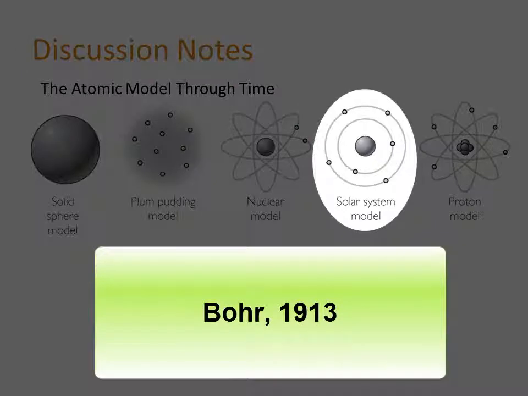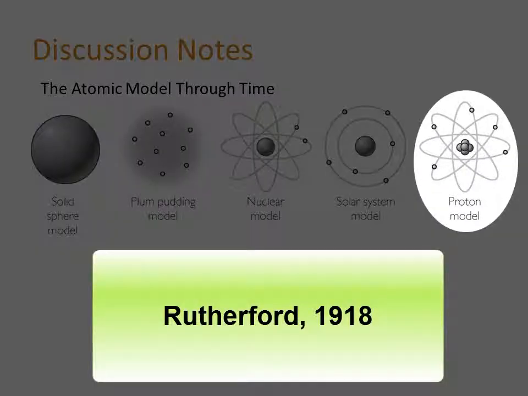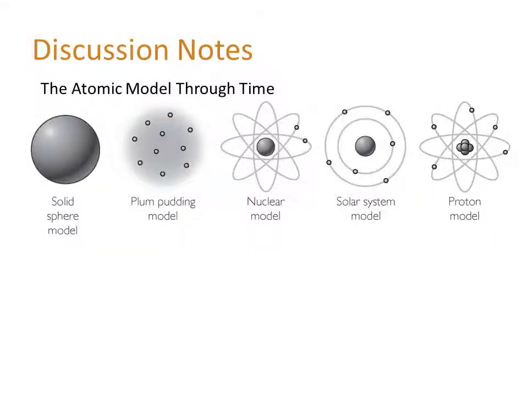In 1913, Bohr proposed his solar system model, in which the negatively charged electrons orbit at different distances from the positively charged nucleus. In 1918, Rutherford proposed a second model known as the proton model, in which the negatively charged electrons circle around the nucleus made up of positive protons.